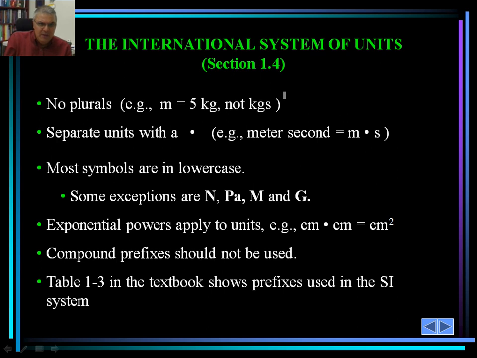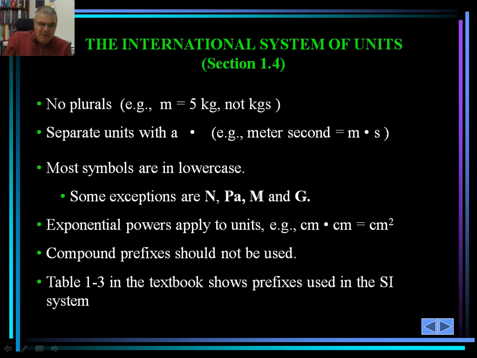In the International System of Units, or SI units, there are no plurals. For example, mass m is 5 kilogram, not kgs. Make sure you understand that. Again, we separate the units with a dot. Example, meter per second is m dot s, or sometimes a dash is also used, but the dot is most commonly used.